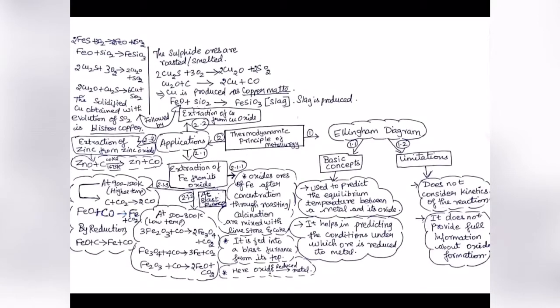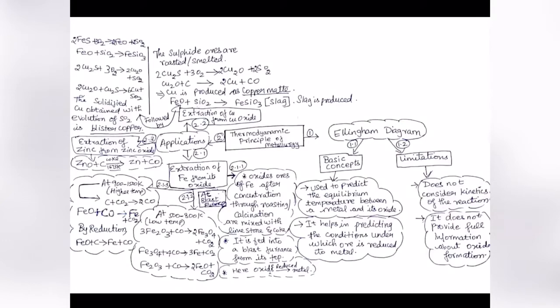So 2Cu2S plus O2 gives Cu2O plus SO2. Then Cu2O plus C gives Cu plus CO. So copper oxide is reduced into copper using carbon as the reducing agent. In this process we get copper in the form of copper matte. Then impurities like silicon and sulfur are removed as slag. So FeO plus SiO2 gives FeSiO3. Here FeSiO3 is the slag.